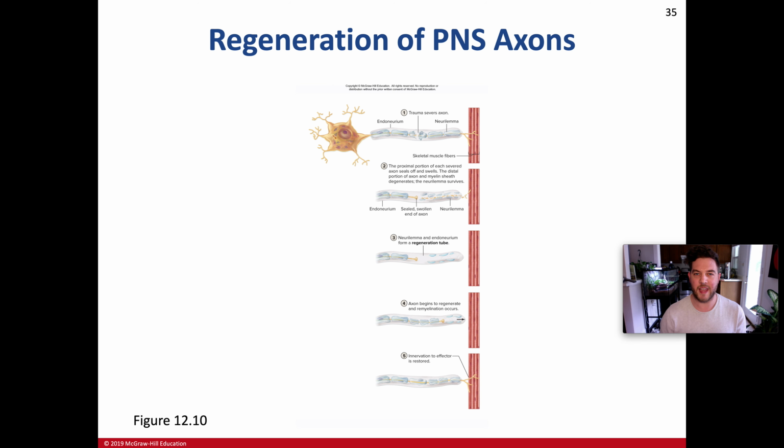Here is a diagram of that, which I think is a little bit easier to follow. You can see right here you have some type of traumatic injury that's severing the neuron. The proximal portion is severed and swells. Again, proximal to the cell body, it's going to get a little bit more swollen. Then the portion distal to that will start to degenerate and break down. Eventually you end up with just this regeneration tube. Remyelination begins to occur as the growth factors start to take over, and then eventually innervation to the effector is fully restored, hopefully.